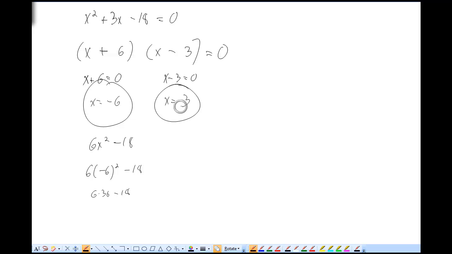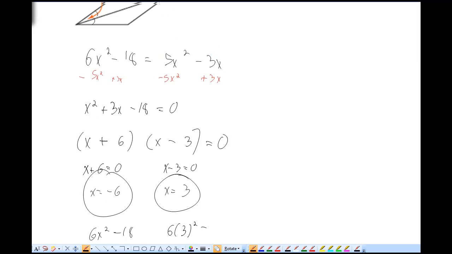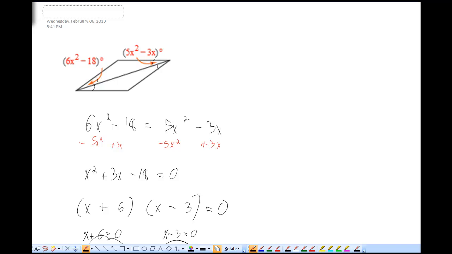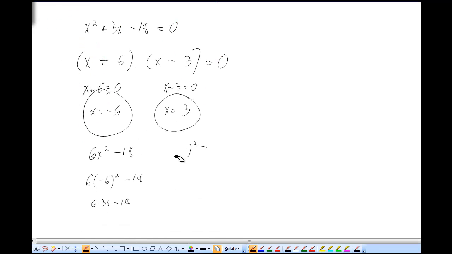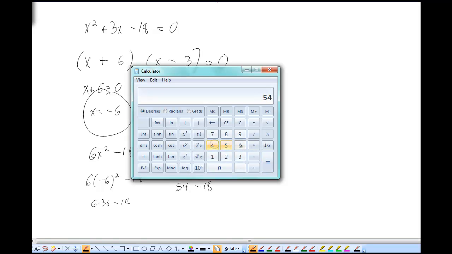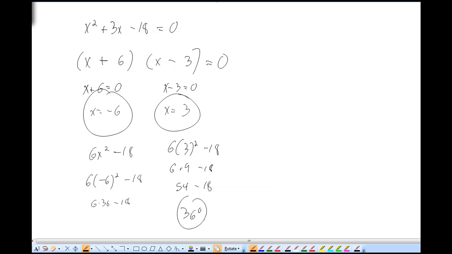So that one's impossible, but if you check the solution with a 3, so if you do 6 times 3 squared minus, what was the other expression? I'm sorry, 5x squared minus 3x. Or well, let me just use this. It's like 6 times 3 squared minus 18. And it doesn't matter which one you use. So it's 6 times 3 squared is 9. 9 times 6 is 54. Minus 18. Bad at arithmetic. So let me just use my calculator. 36. Lovely. That'll make sense. Whereas 198 degrees, that makes no sense.